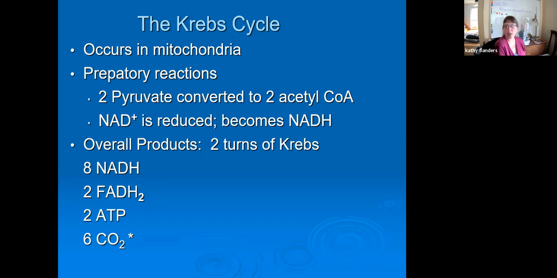Once something is carrying the electrons, then the next step is to dump them off, right? It's to dump off those electrons. And those electrons are all going to get dumped off at the electron transport chain. That is also in the mitochondria.